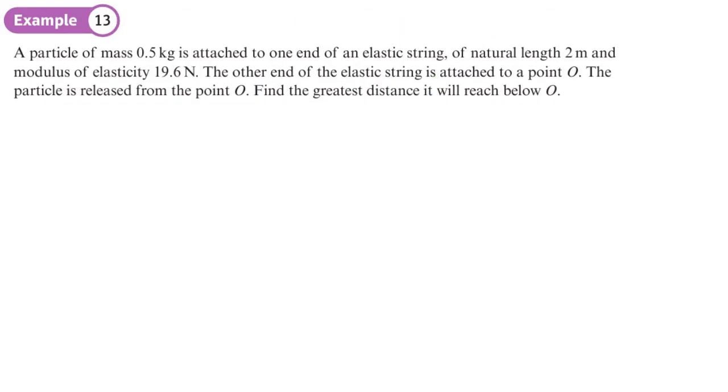Okay, a particle of mass 0.5 kg, because there's our mass. It's attached to one end of an elastic string. The natural length is 2 meters, so there's L. And modulus of elasticity is 19.6. Okay, so that's lambda. The other end of the string is attached to point O. The particle is released from point O. Find the greatest distance it will reach below O. So here we've got something where something is dropping.